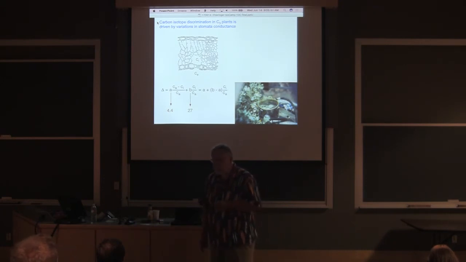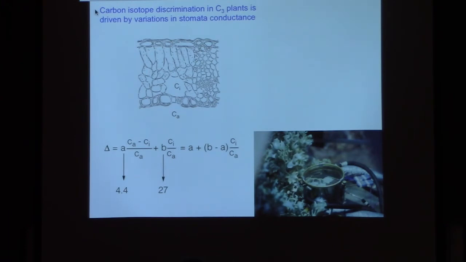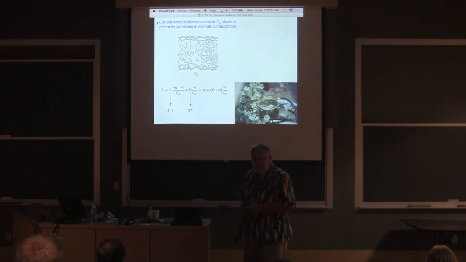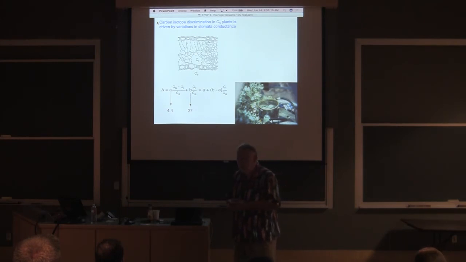And it's going to be dependent on how much CO2 is on the inside versus how much CO2 is on the outside. So you see that A is not fully expressed. It's expressed as the ratio of A times CA minus CI, the gradient outside to inside, scaled, so divided by CA. So if the stomates were very closed and CI values were very low, you'd see more of the A effect. If stomates are wide open, you'd see less of that effect.